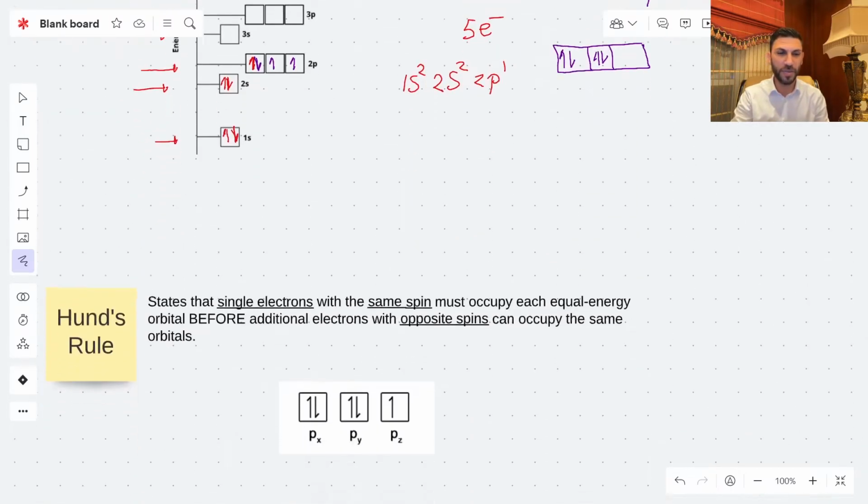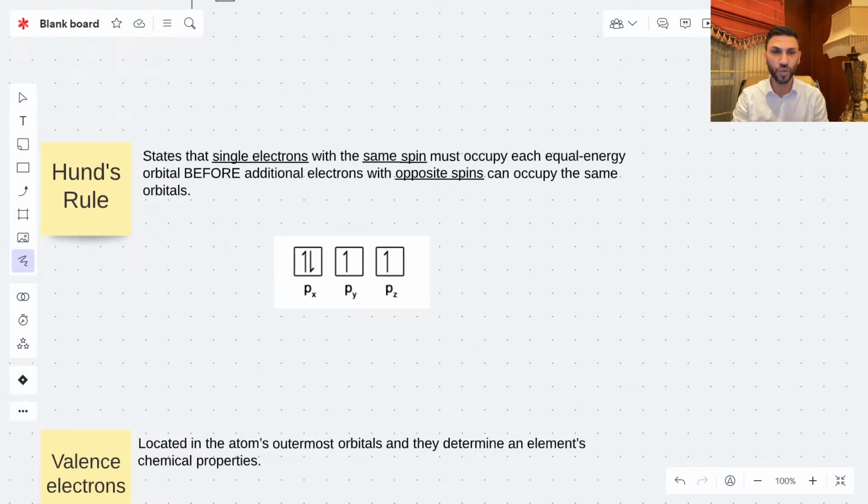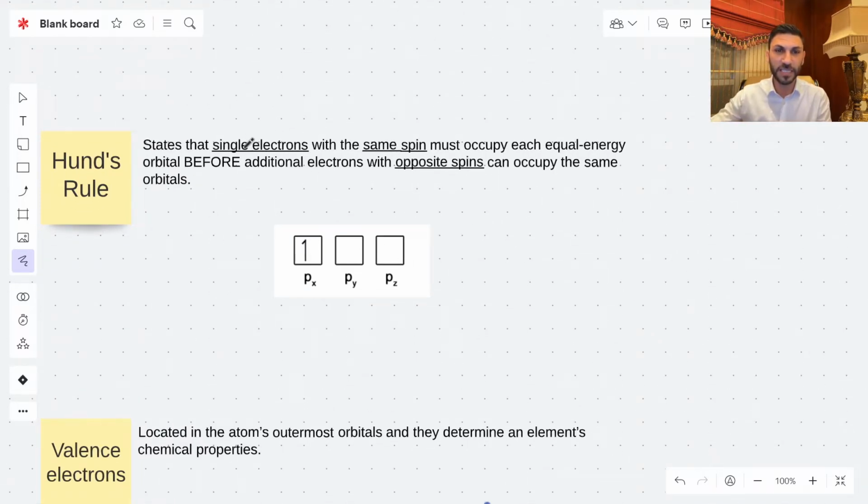All right. The third rule or principle is Hund's rule. It states that single electrons with the same spin, meaning up, up, up, must occupy each equal energy orbital before additional electrons with opposite spins, down, down, and down, can occupy the same orbitals. Let's check this image here. This is the correct way we write the electron configurations.